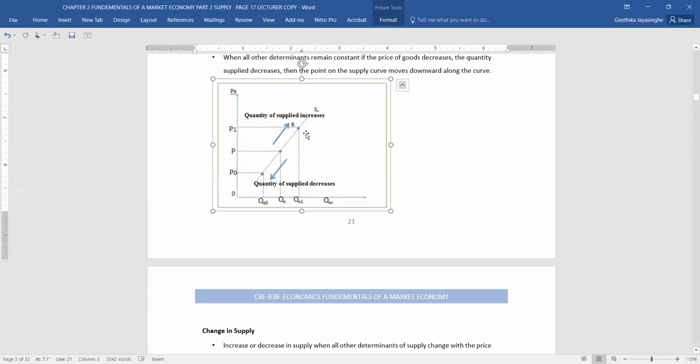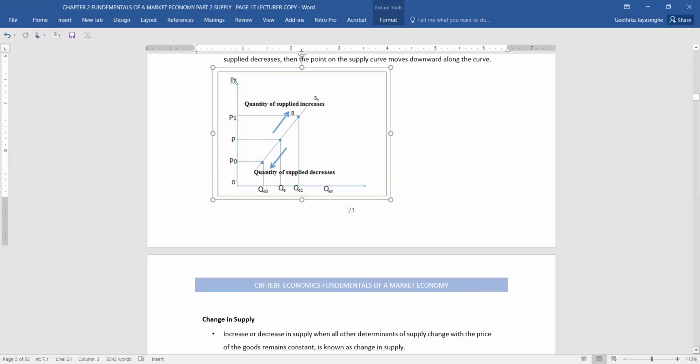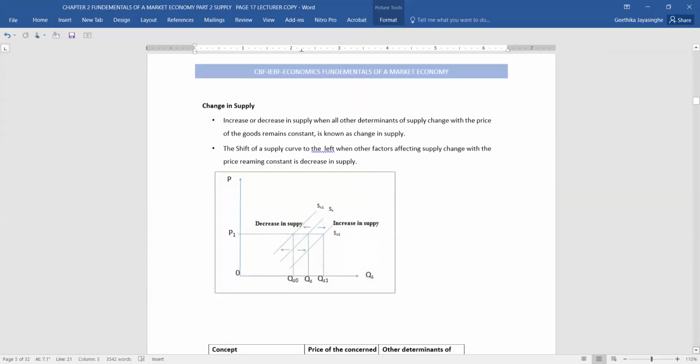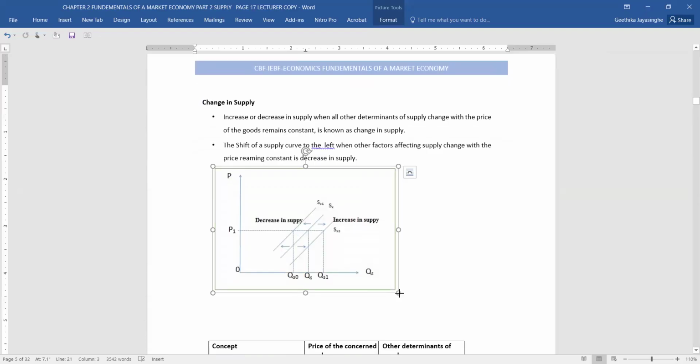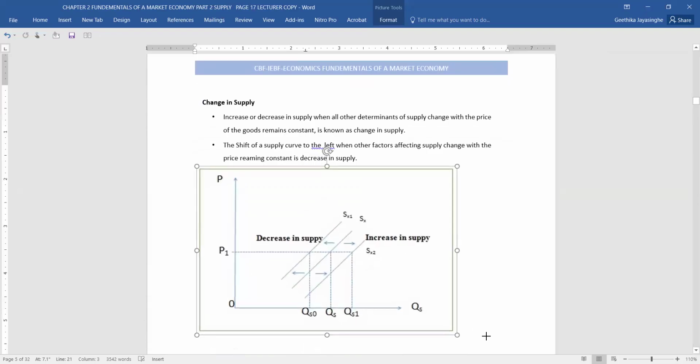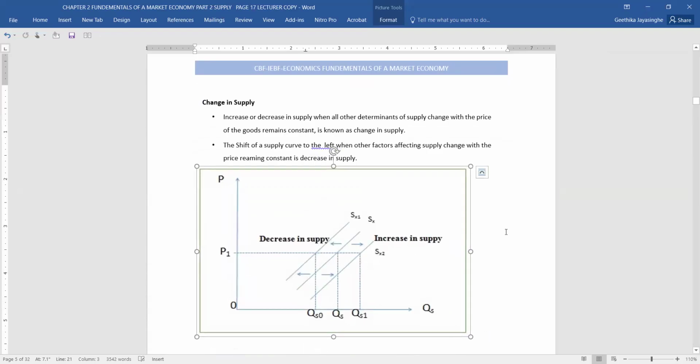So then these are the change in quantity supplied. These are the movement along the supply curve, and gradually we are going to study the change in supply. So the change in supply, in a sense, means the whole supply curve will shift towards left or right. Shall I take down this? The entire curve is shifting to left or right.